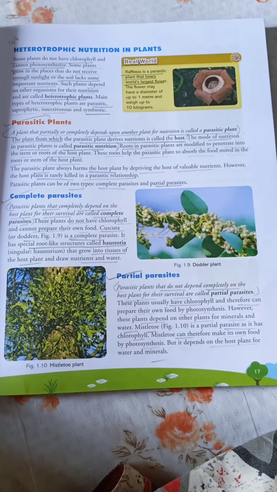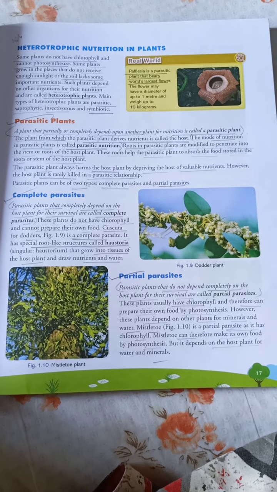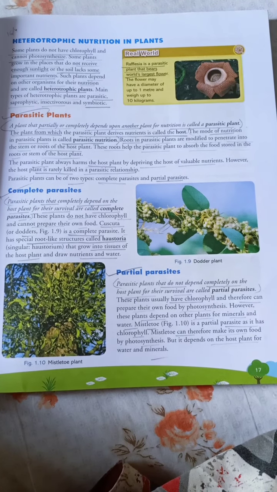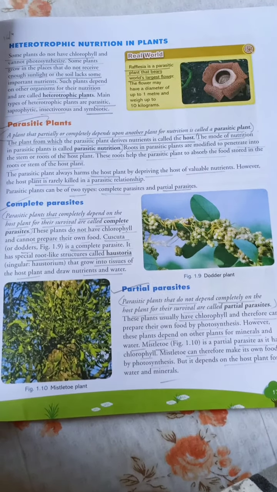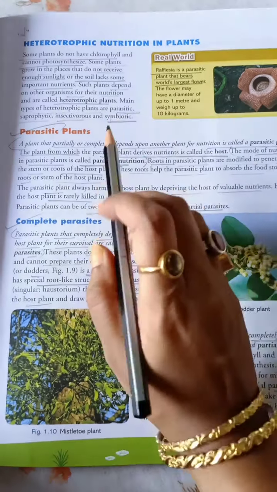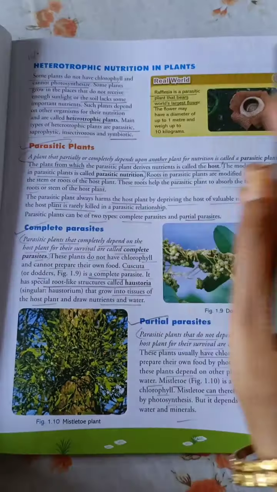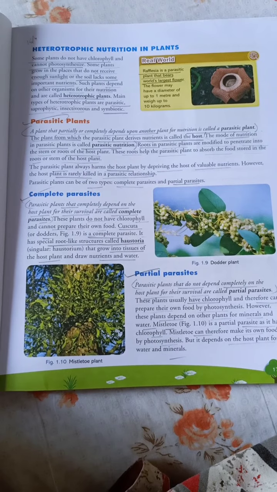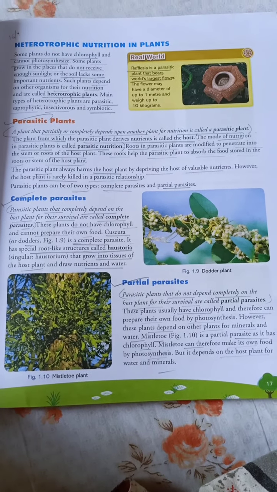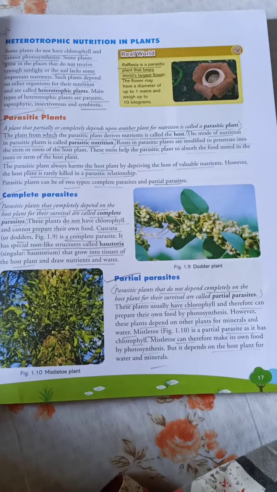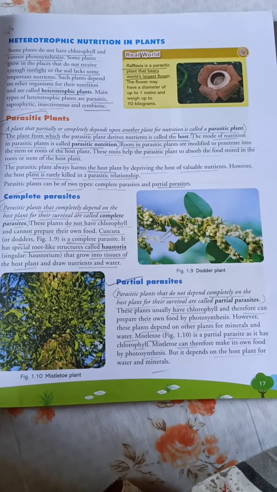There are some heterotrophic plants and they are classified into parasitic, saprophytic, insectivorous and symbiotic. Now we have to go through individually what parasitic plants are, what saprophytic plants are, what insectivorous plants are and what symbiotic plants are. So let us start with parasitic plants.